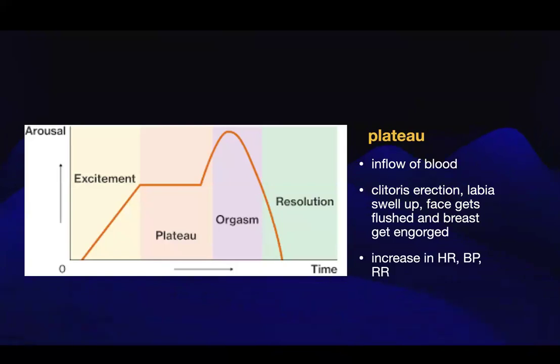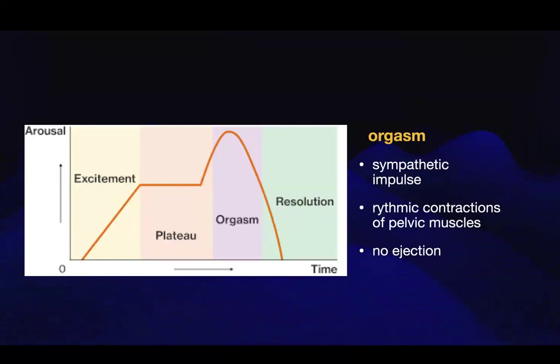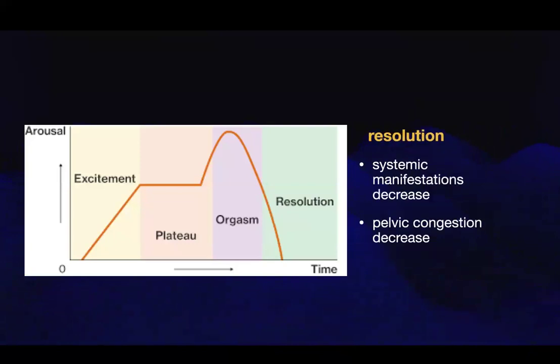Systemically, you also will have an increase in the heart rate, an increase in the blood pressure, and an increase in respiratory rates. Eventually, you reach the peak of the sex act, which is orgasm. This is now a shift from a parasympathetic response to a sympathetic response. There are rhythmic contractions of the pelvic muscles. However, important to note, unlike in males, there is no ejaculation. And finally, you have resolution, very similar to males.